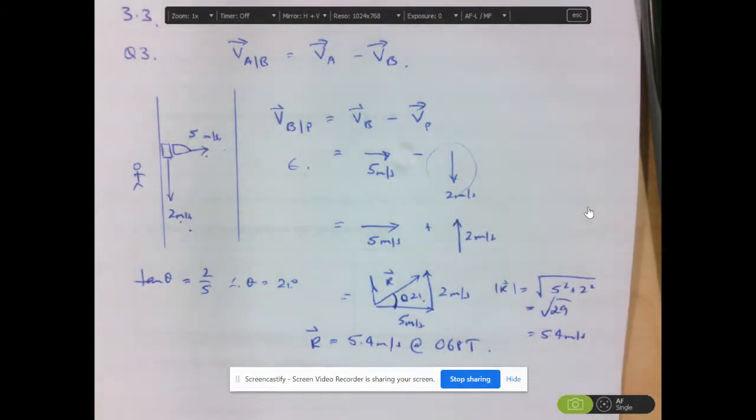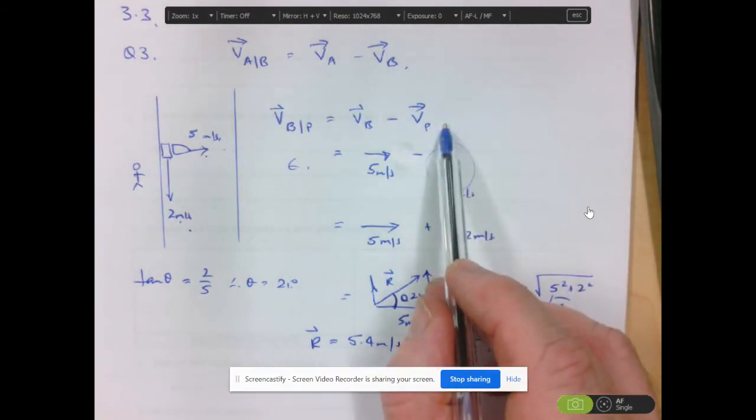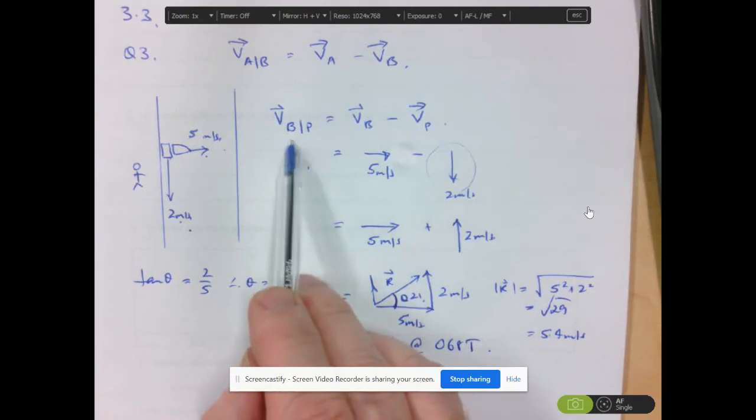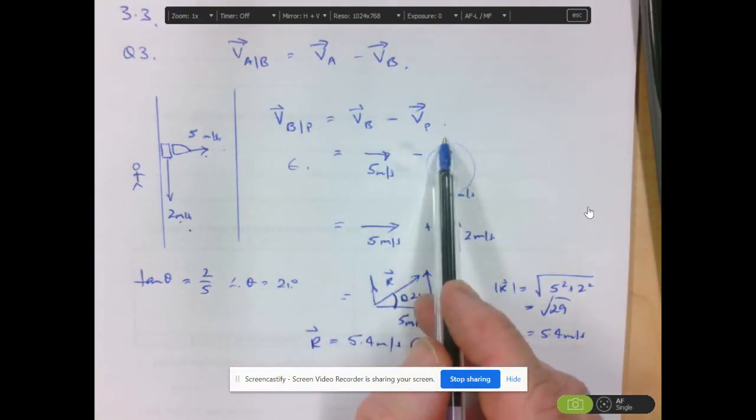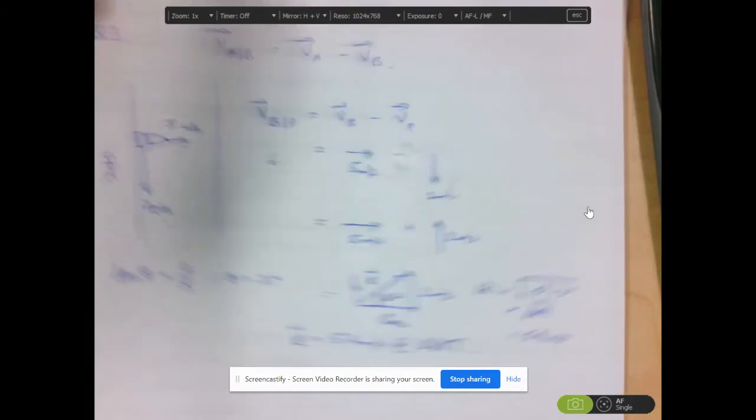Okay, so that's question 3. It's so much easier to use this little formula here because it's the way you say it. It's this relative to this is equal to this minus this. It's just so much easier than trying to work out with the addition of vectors. Let's have a look at question 4 now.